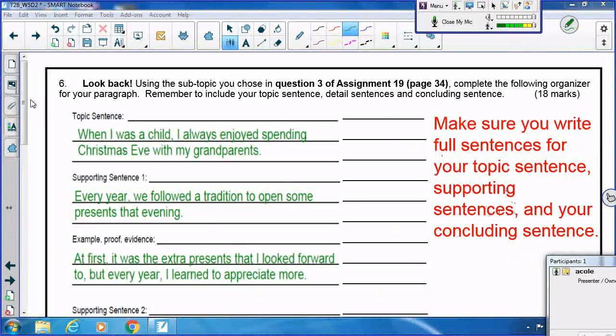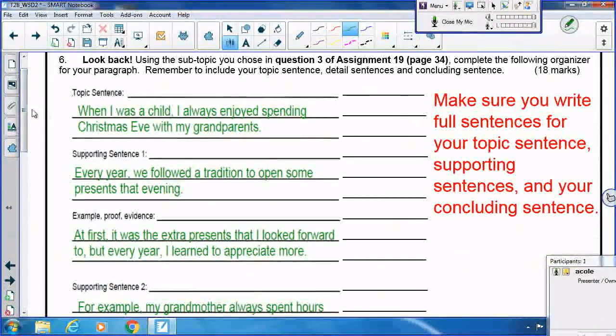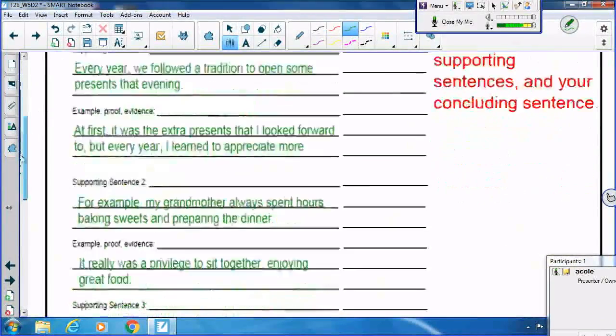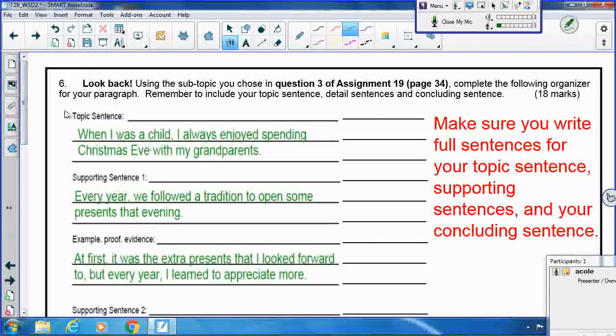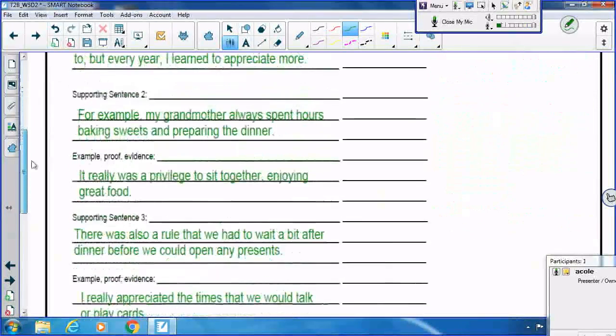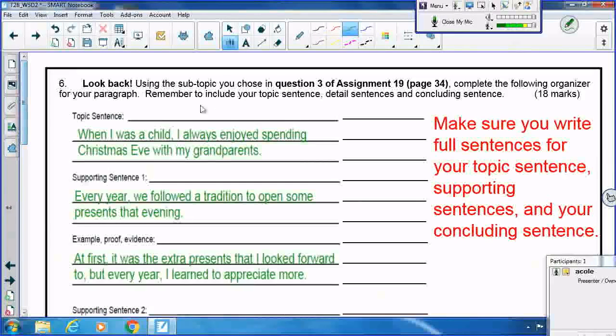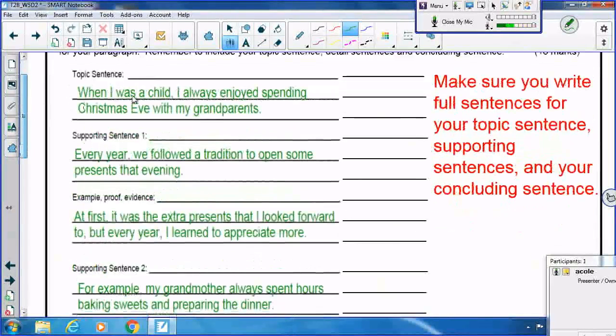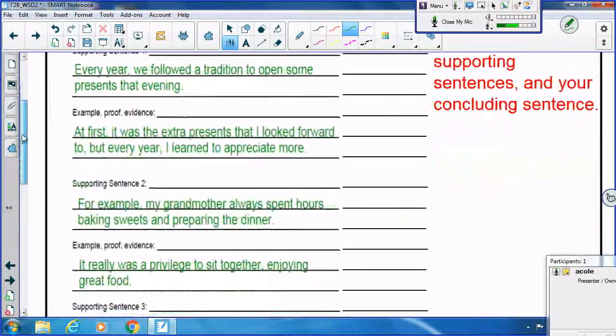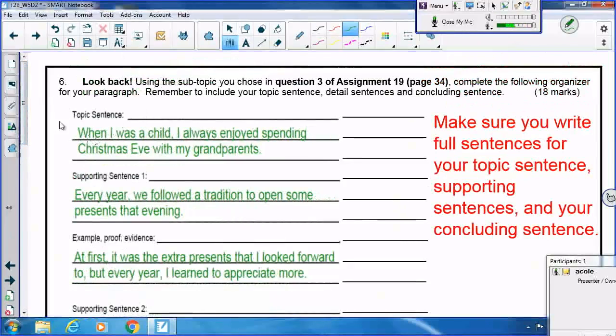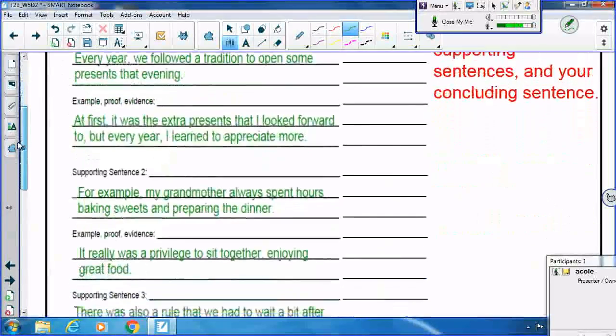It says, make sure you write full sentences for your topic sentence, supporting sentence, and your concluding sentence. I'm talking about when you write your final paragraph, right? Make sure that you're using full sentences. Here in my outline, I've used full sentences the whole time just to avoid any confusion, and you could do that too if you wanted to. The only place that I really want to see full sentences in your outline is with your topic sentence and your concluding sentence. So anywhere that it says sentence, I'm looking for a full sentence.